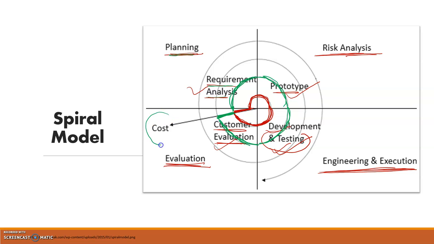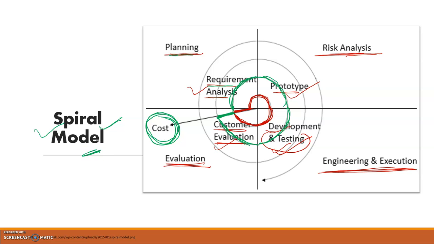So cost is the most important part of this spiral model. It's a beauty, because this spiral model gives you an idea of the costing. So this is how your spiral model works. And as I say, this is one of the popular models. So of course, for any big software, any big system, or any complex system, you can use this model.